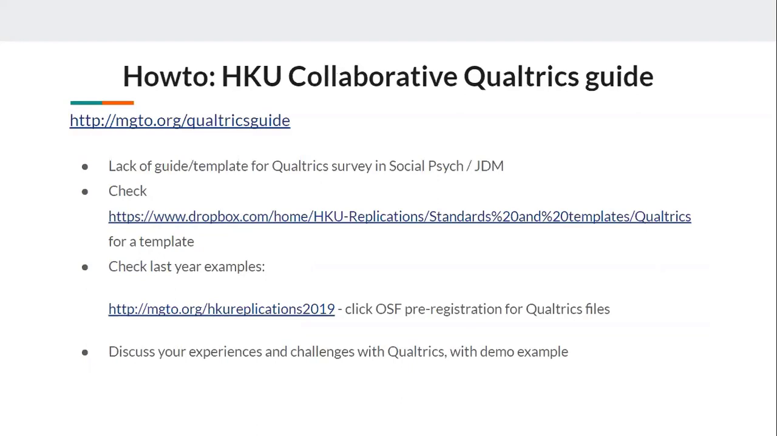So this is the Cortex guide. For Cortex, you may mention that there is limited guidance or templates for Cortex surveys in social psychology, judgment, and decision-making. First, please check the Cortex guide and then check the Cortex templates here. After that, please check last year's example.